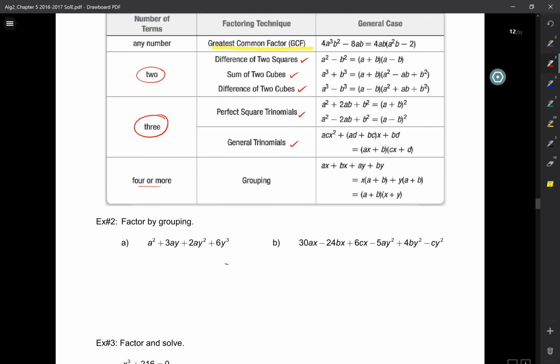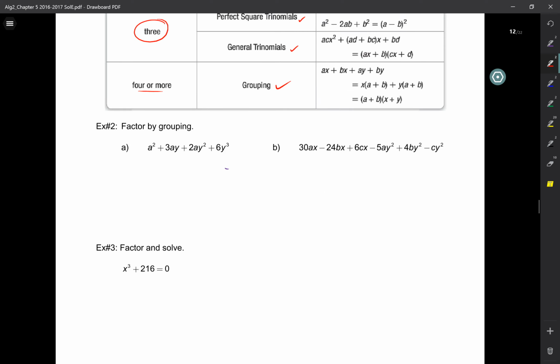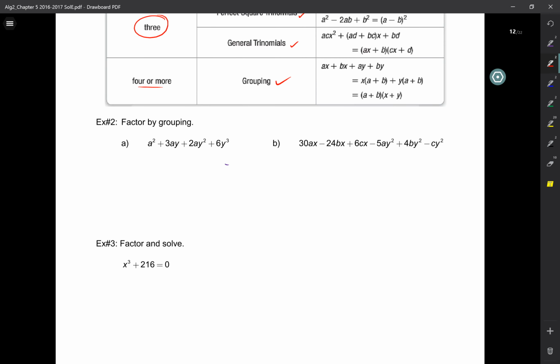Now, when you have 4 or more terms, one method of factoring is by grouping. Let's recall factoring by grouping. Here I have 4 terms. Do you see how many of them have things in common? So what you do is you group things in such a way that you can factor out similar stuff. What I'm going to do here is split this down the middle. Now I have a left side and a right side.